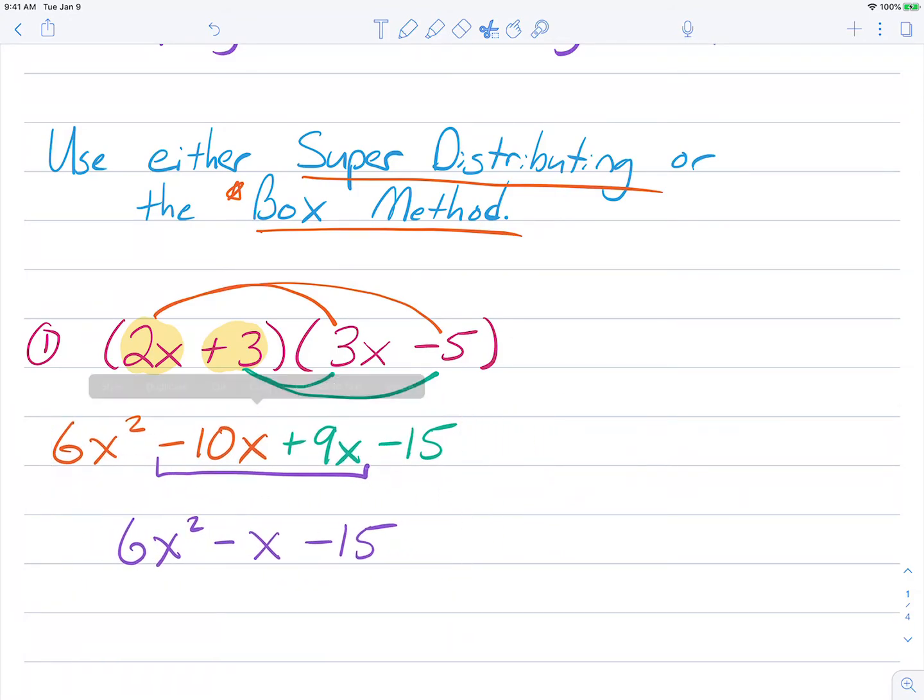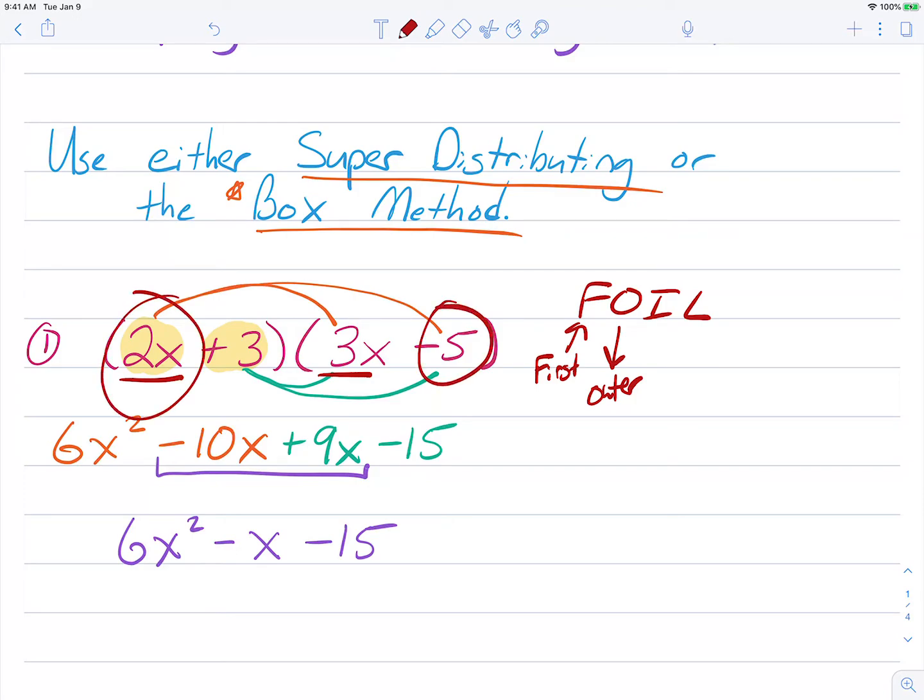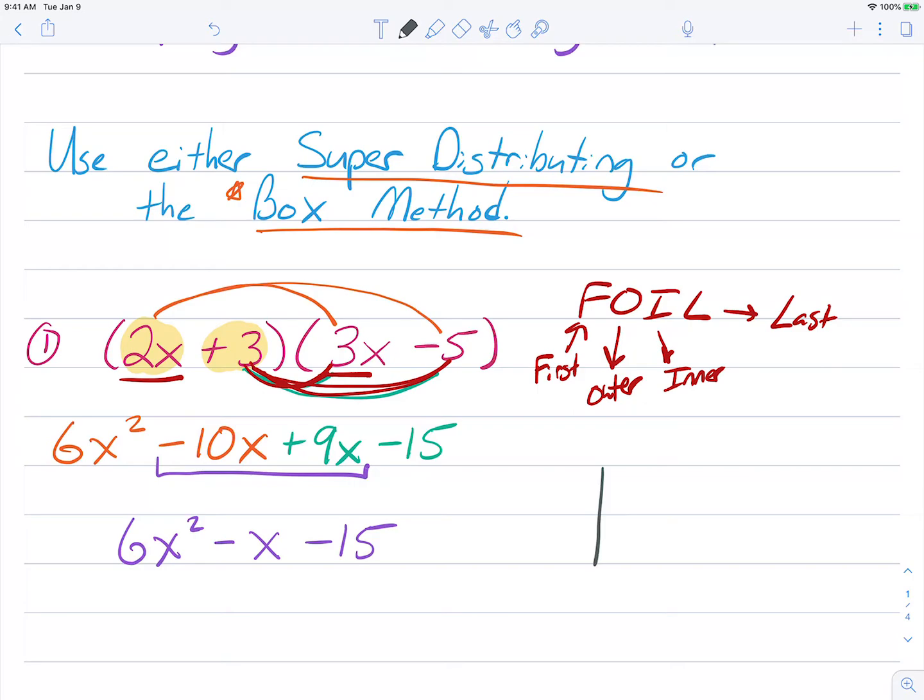If you have an older brother or sister, or maybe your parents have done some of this math recently, you'll hear them call it FOIL. FOIL stands for first, so that means we multiplied the first terms in both of them. Then outer, which means we multiplied the ones on the outside together, which is what we did. And then I stands for inner, which means we multiplied the ones on the inside together. And then L is last. The last terms in each binomial were then multiplied together. FOIL is just super distributing. It's the same stuff. Now here's the other method that you can do, and it's the box method.